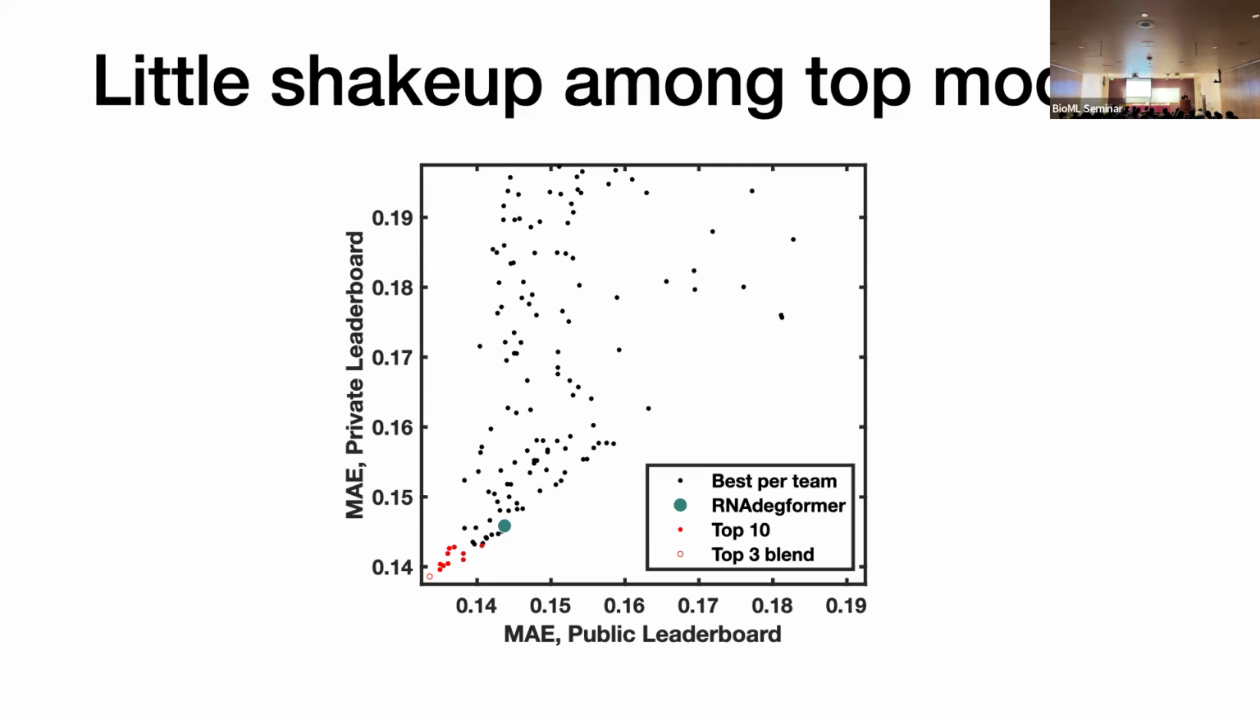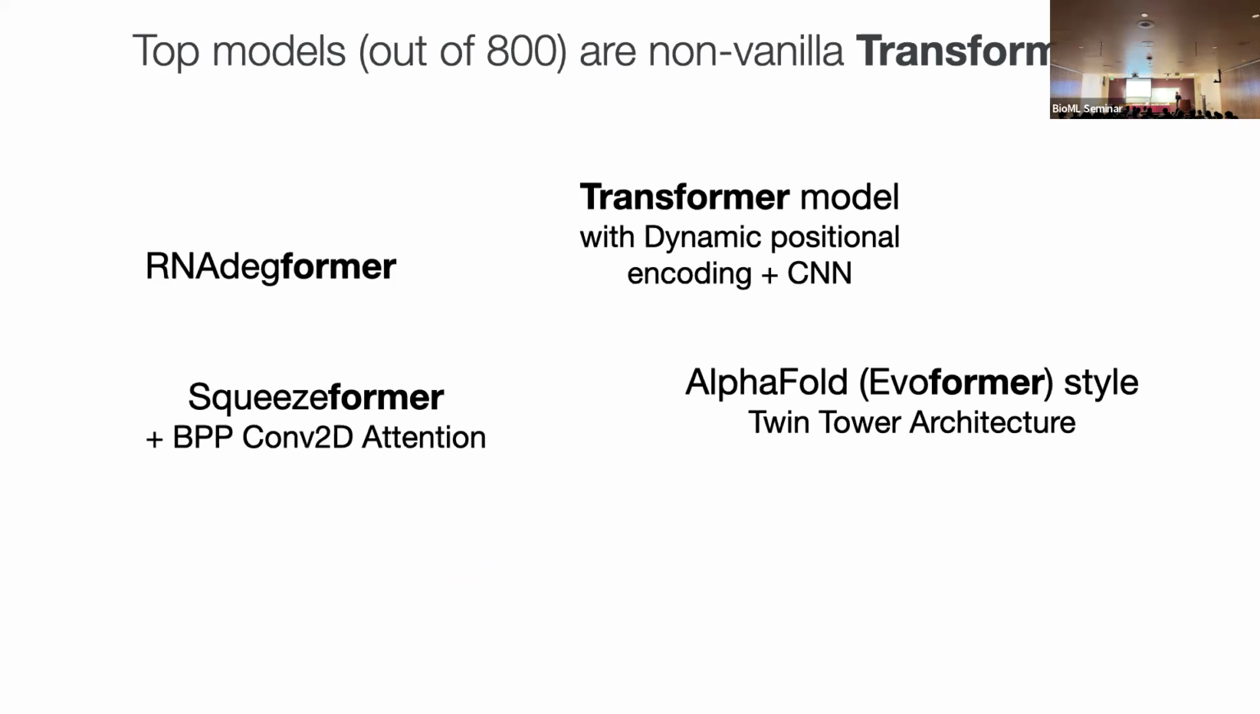What are these models? These are the names of the models. Our baseline is RNAdeformer. The top 3 models, when described by their authors, were a Squeezeformer with BPP attention, a transformer model, and an Evoformer-style AlphaFold model. As you might have guessed, these are all transformer-style models. But they're not vanilla transformer models.